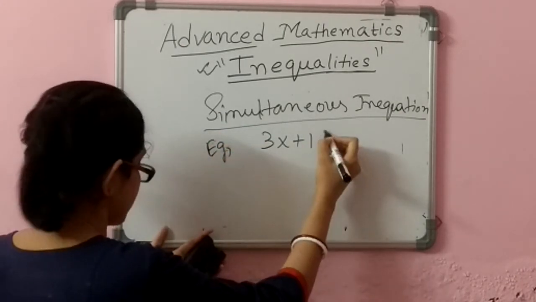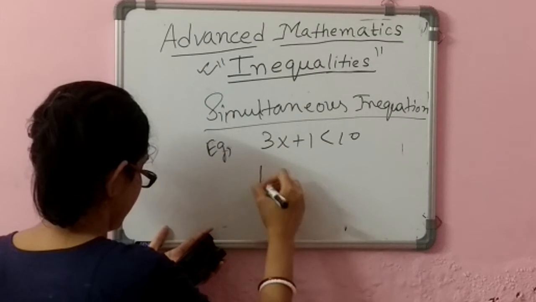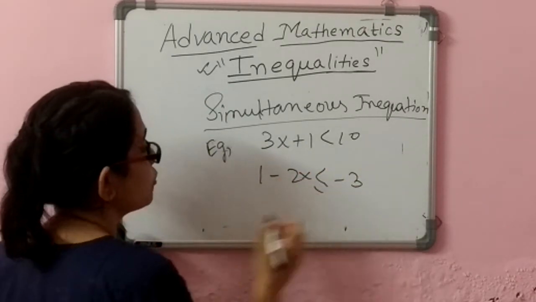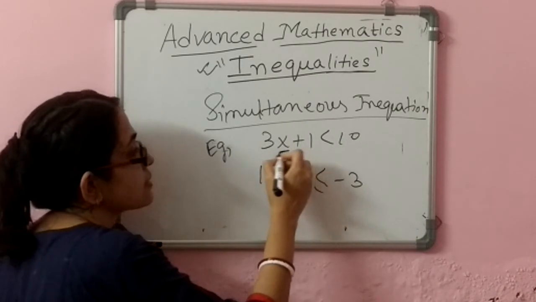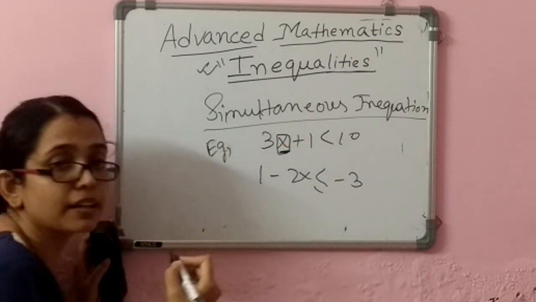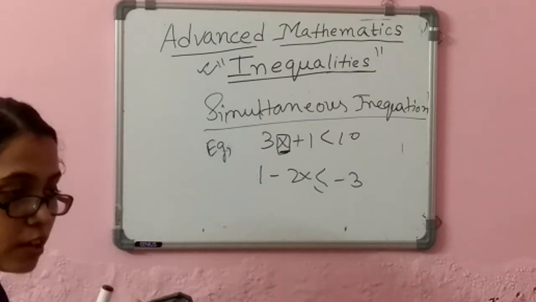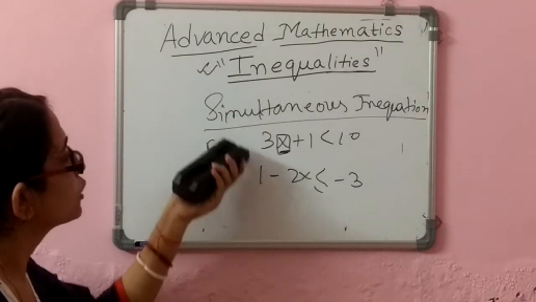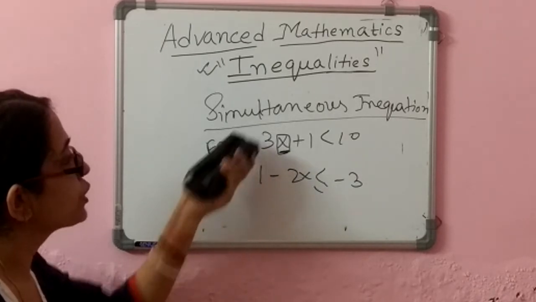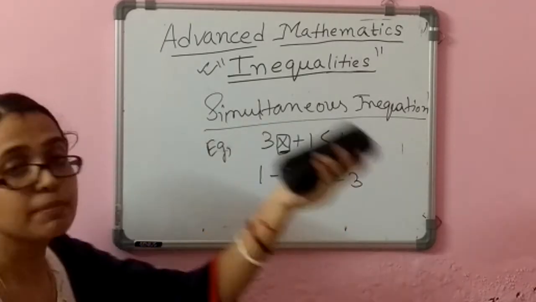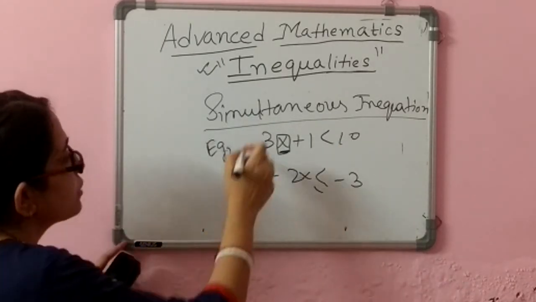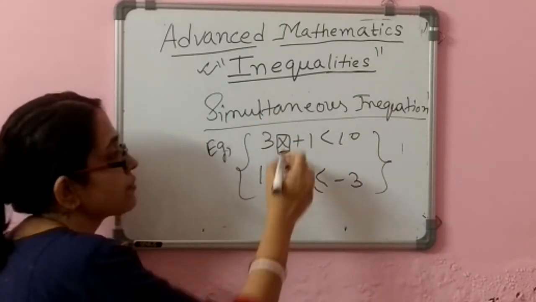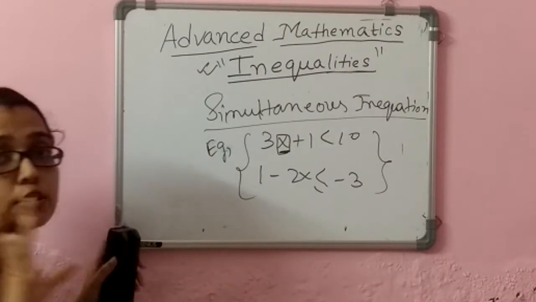Fine. 3x plus 1 is less than 10. 1 minus 2x is less than minus 3. Here we have to determine this x is a natural number, right? So what will be the interval of x after solving these two? Here both inequations, polynomial inequations, are given, so it is a simultaneous inequation, and after solving these two we will get the interval of x, that is where the value of x will lie.